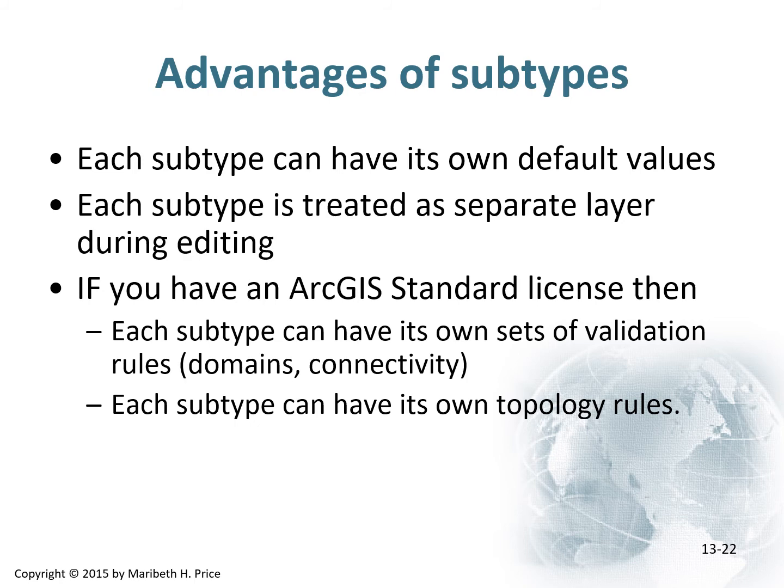Each subtype can have its own validation rules, so the effects of domains and connectivity can be independent of other subtypes. And effectively, each subtype can have its own topology rules.